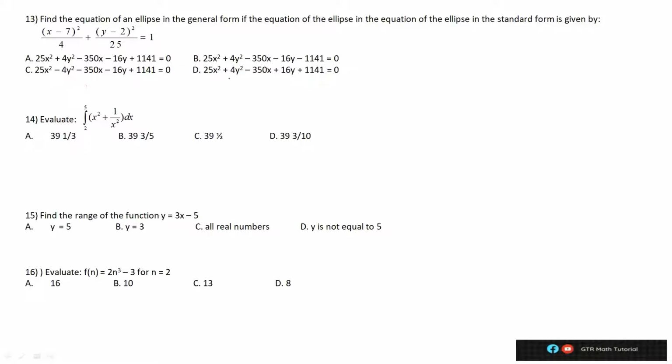So, sulat lang natin sa general form. Parang nadoble pala yung type ko, no? So, find the equation of an ellipse in the general form if the equation of the ellipse in standard form is given by. So, may typo lang tayo, ha? So, ibig sabihin lang yan, isulat sa general form. So, ayan, mga choices natin, nasa general form.